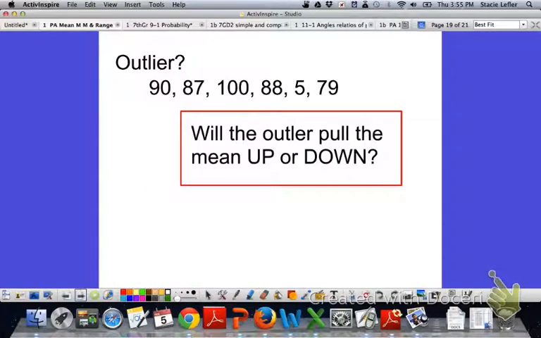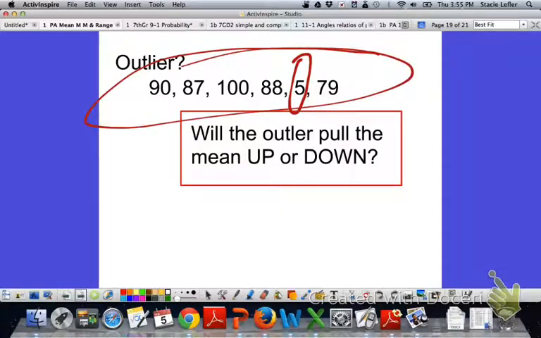Okay, so how about this data? Decide whether the outlier is going to pull the mean up or down if there is an outlier. Did you find it? Yep, there's 5. So it's way, way smaller than the other data in the list, which means that when you average it in, you add then divide by how many there are, the mean, it's going to really pull down the average.